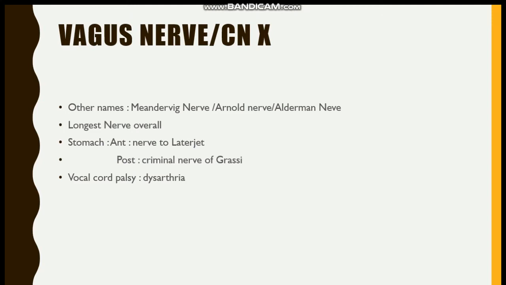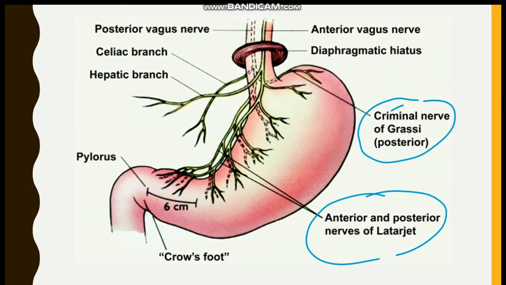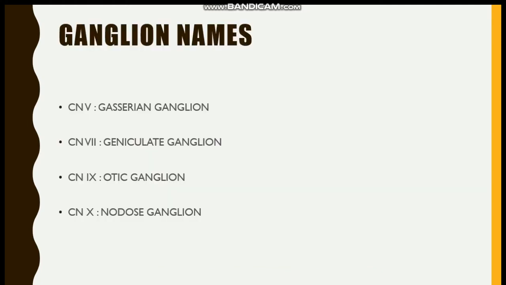For vocal cord palsy, it's important because the recurrent laryngeal nerve comes from the vagus nerve only. See here, the criminal nerve of Grassi is the posterior part, and the anterior part is the nerve of Latarjet.